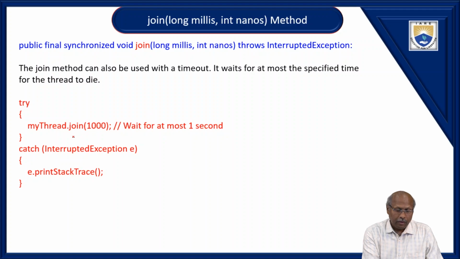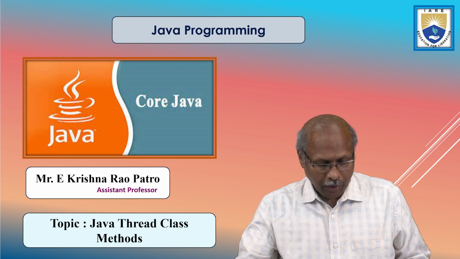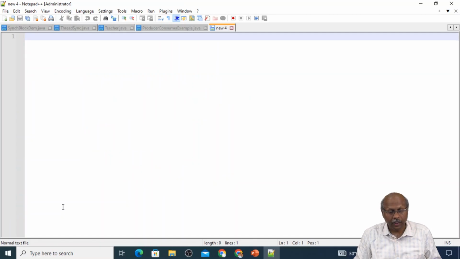Similarly, the thread can wait for up to a particular time. So, the join method can also be used with a timeout. You can specify a time limit, how long I should wait. It waits for at most the specified time for the thread to die. Now let us have a small program on this.